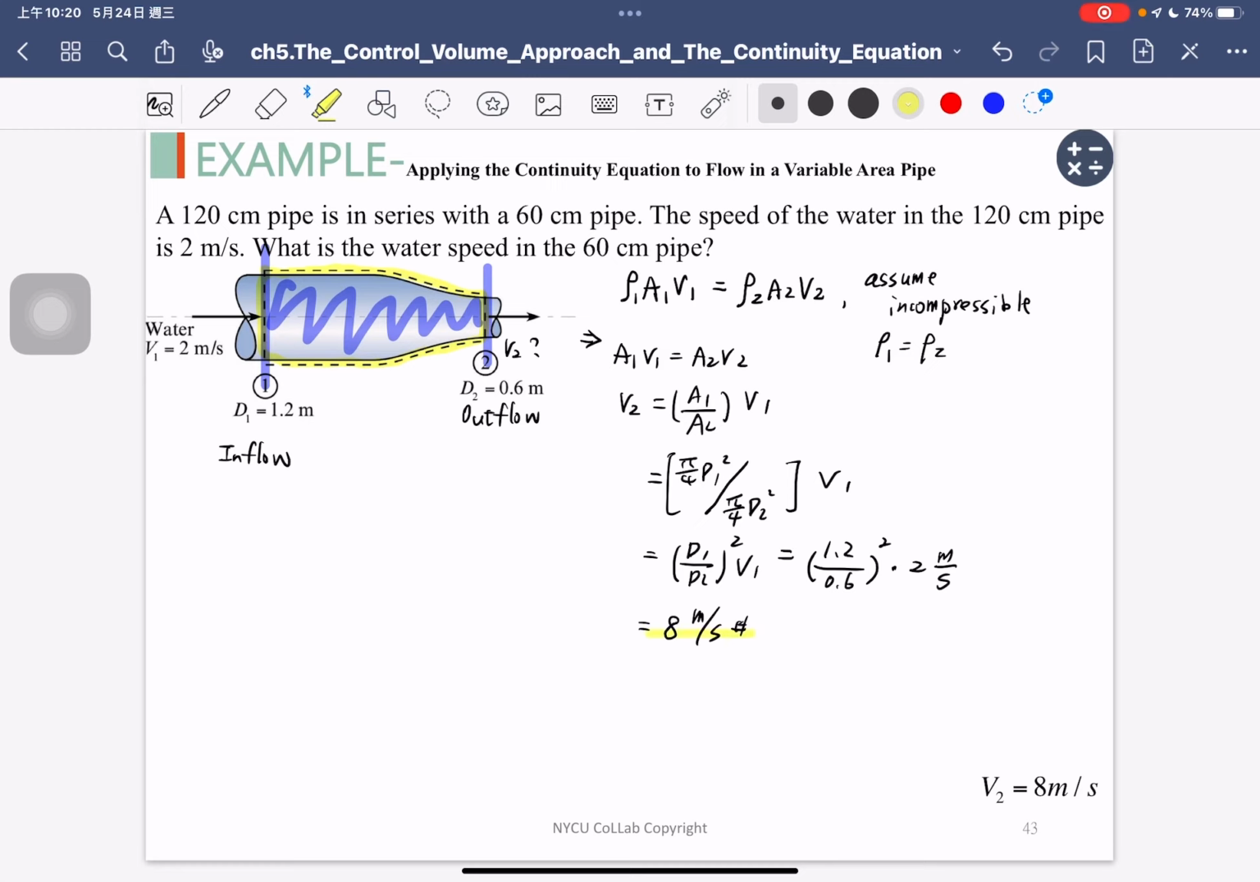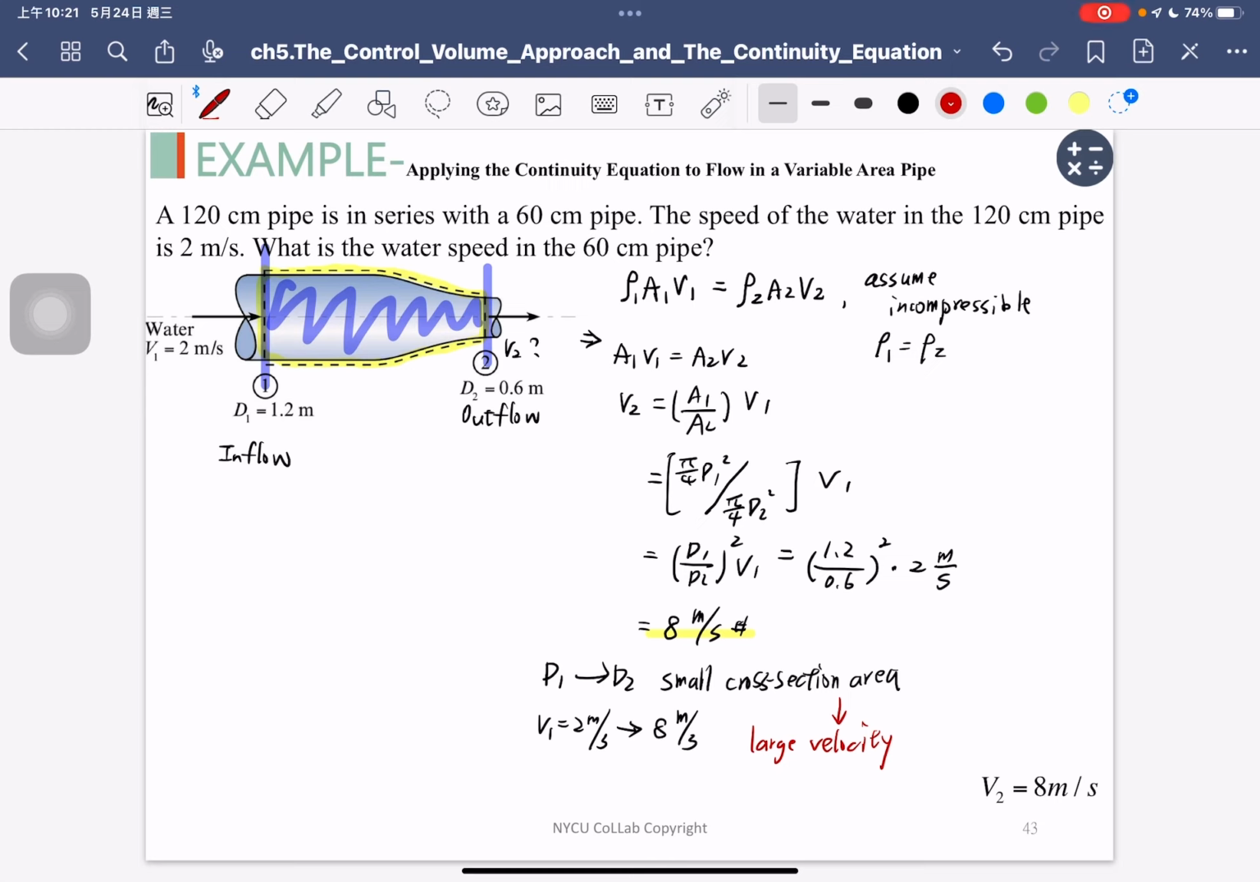This is a very simple idea. If you compare, D1 to D2 becomes a smaller cross-section area. As we can see, V1 is initially 2 meters per second, but it changes into V2 of 8 meters per second. So a small cross-section area will have a large velocity.